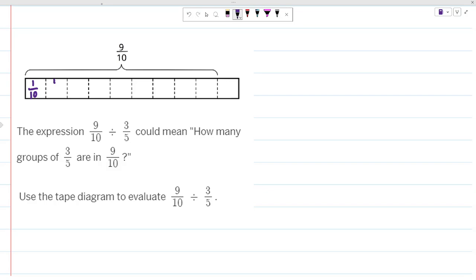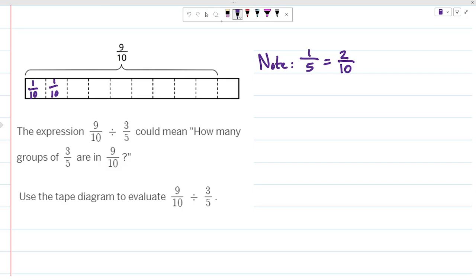And it's helpful if you remember that 1/5... So here's a side note you could make in your notebook. 1/5 is equal to, what's an equivalent fraction we could write with 10 in the denominator? Well, it's 2/10. So we're going to use that to figure out how many groups of 3/5.